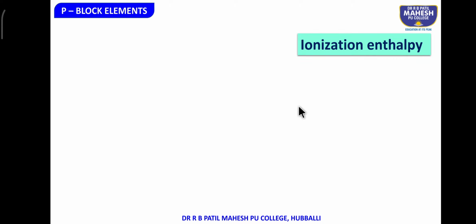Ionization enthalpy. The amount of energy required to remove an electron present in the outermost valence shell of an isolated gaseous atom is called ionization enthalpy. Generally, ionization enthalpy decreases down the group. The reason is very simple: size increases, the outermost shell electron is not firmly held by the nucleus, hence removing the electron is going to be an easy task.